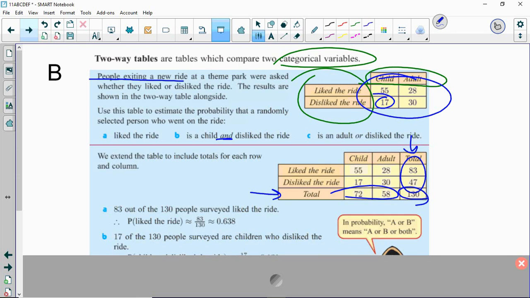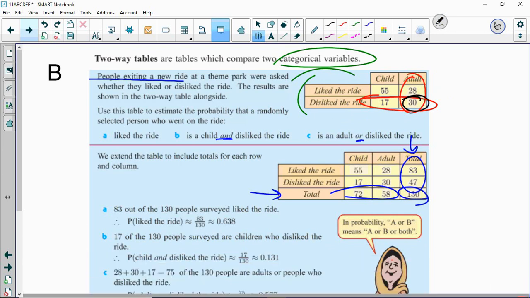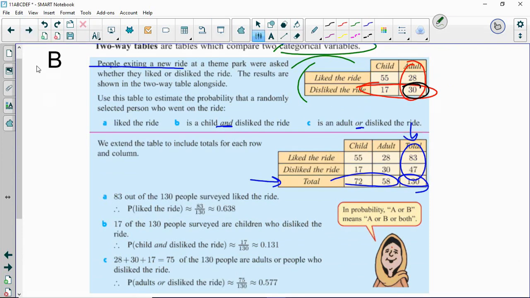And then letter C, someone who is an adult or disliked the ride. So this is another keyword for us. We need to look at all the adults. But we also need to look at all the people who disliked the ride. And then notice that we double counted that 30. So we would not want to count it a second time. So it's just 28 and 30 and 17. So 75 out of 130.